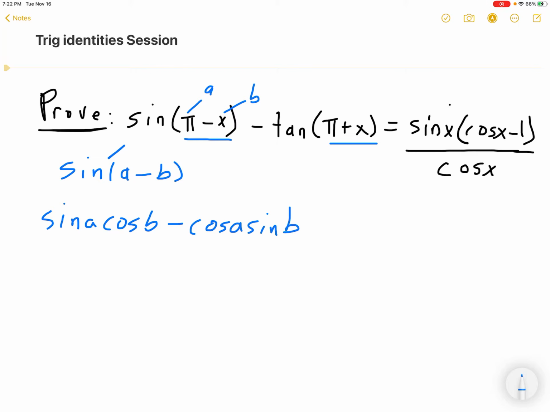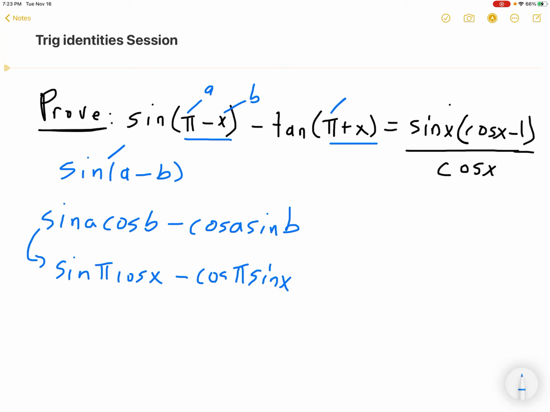And with regards to our function here, we're going to rewrite this to something more relevant to our problem, which is sine pi cos x minus cos pi sine x. And so that's the first identity expanded. Now I'm going to do the same thing with the tan. And like I said, when we look at our formula sheet, we do see that it is an identity.